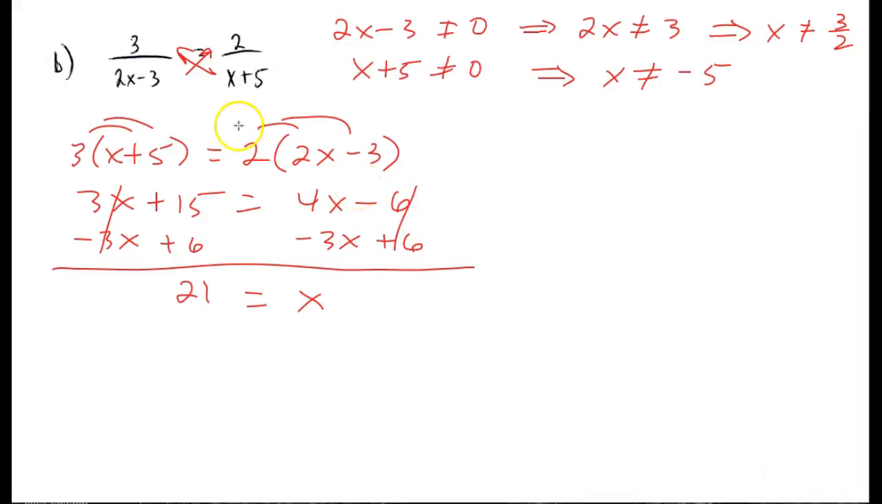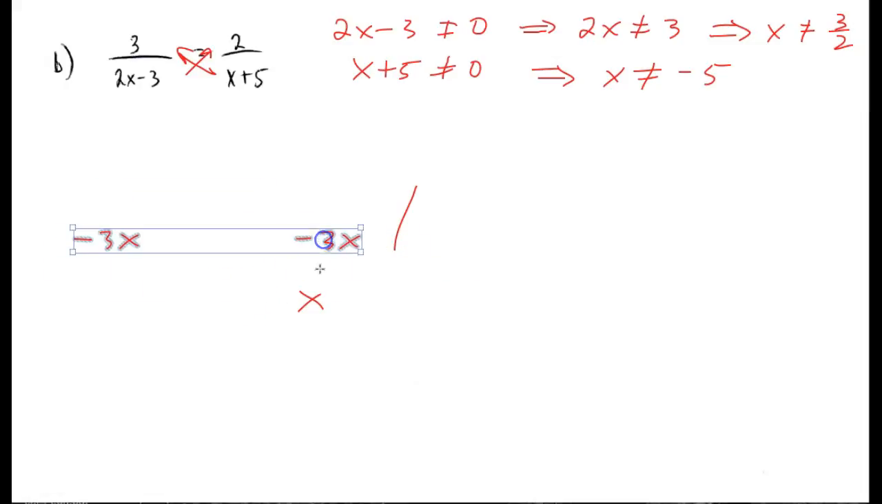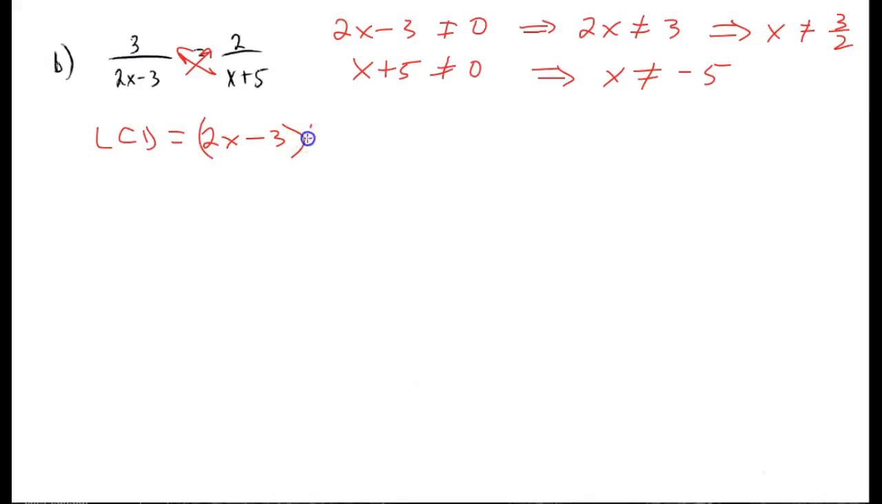The other way that we can do it is by multiplying the LCD by both sides of the equation. So I'll go ahead and erase all this. If we do it the other way, then we know that our LCD here is just going to be 2x minus 3 times x plus 5, because both of these denominators are prime expressions, meaning that the only thing that we can break these expressions down into as factors is just 1 and itself.